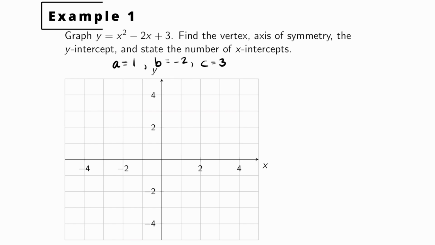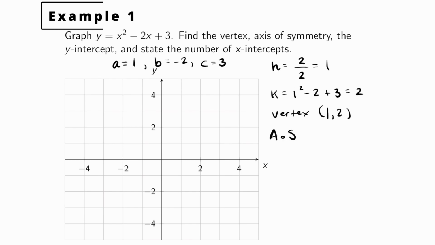Now, to find the x-coordinate of our vertex, which I'm going to call h, it's negative b, which would be 2, divided by 2a, which is 2. So that's 1. Now, to find the y-coordinate of the vertex, which I'll call k, you plug in that number h you just found, 1, for x. That gives 1 squared minus 2 plus 3, so it's 1 minus 2 plus 3, which is just 2. That means our vertex is (1, 2). The axis of symmetry, let's write as AOS, is x equals the x-coordinate of the vertex, so x equals 1.